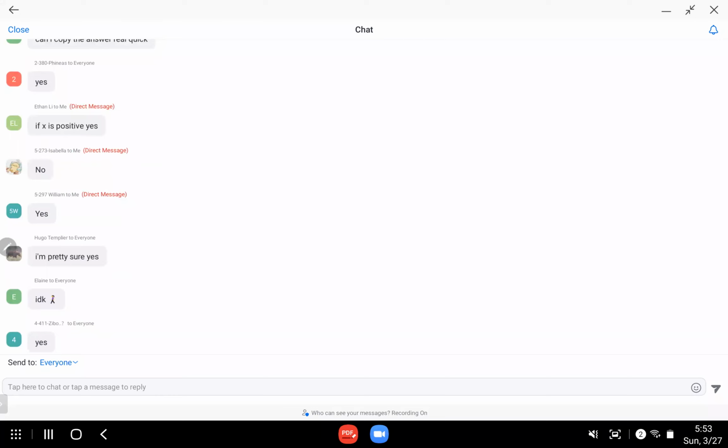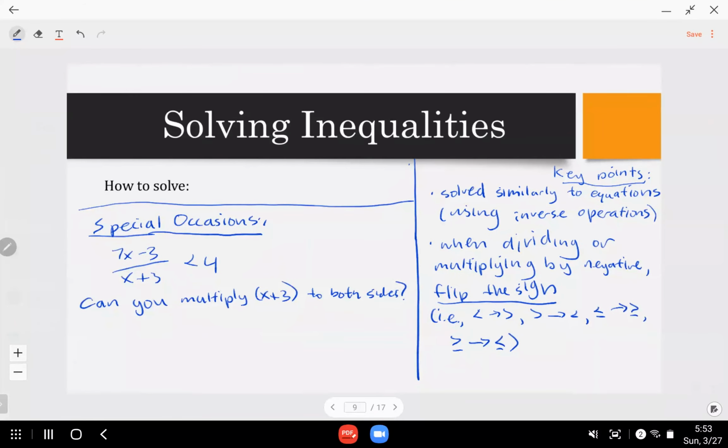Okay, most of our answers are yes, but the answer is no. We cannot do this. Isabella is correct. First of all, this is an inequality. If this is an equation, we can do this. If this is equal to 4, I don't care, cross multiply all you like. But for inequalities you cannot do this.